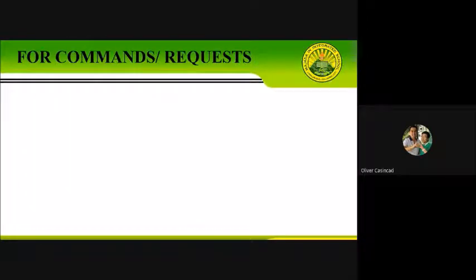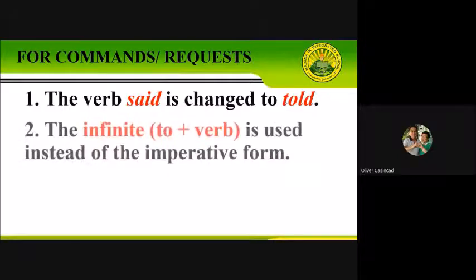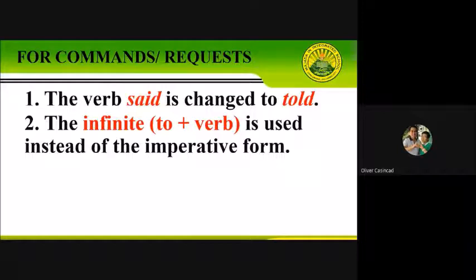So moving ahead, next is sentences expressing commands or requests. When you are changing direct speech to indirect speech, specifically if the sentence is a command or a request, the verb said is changed to told. The infinitive verb, which is to plus base form, is used instead of the imperative form. Like for example, to talk, to sing. So, to plus base form.